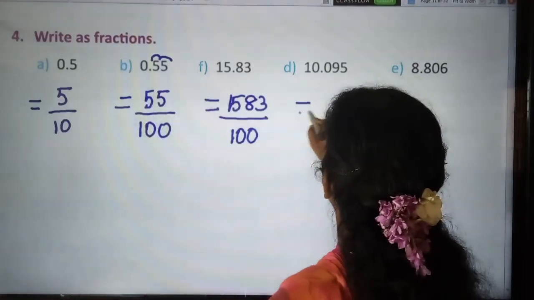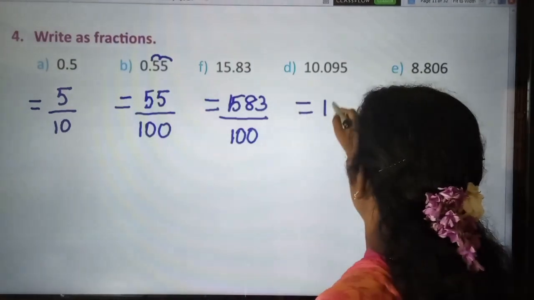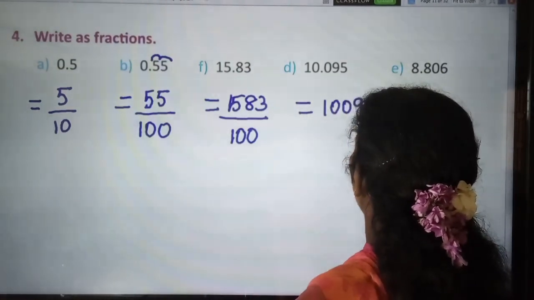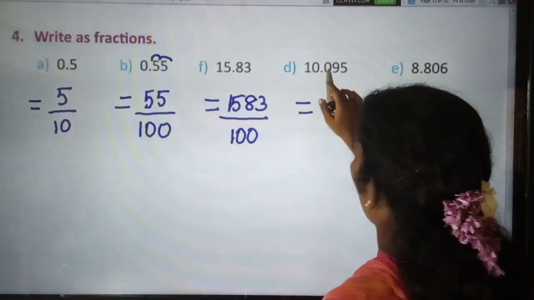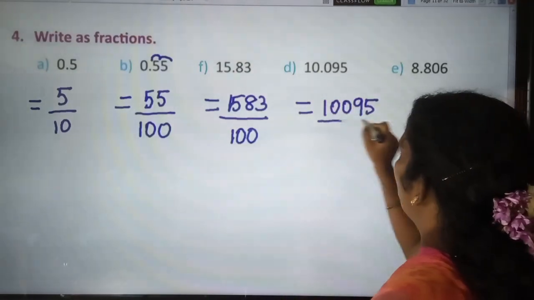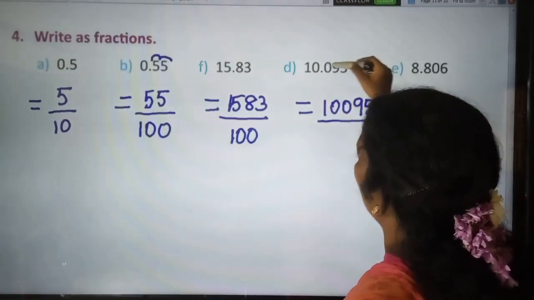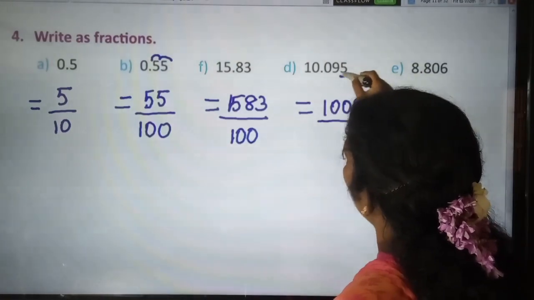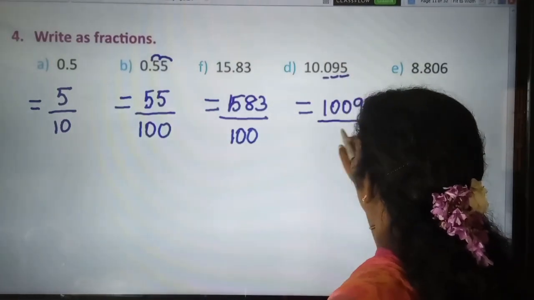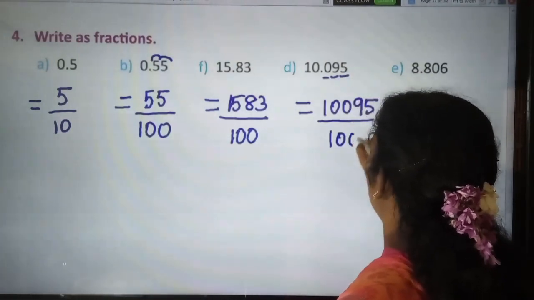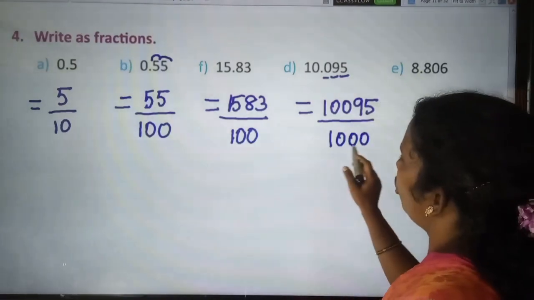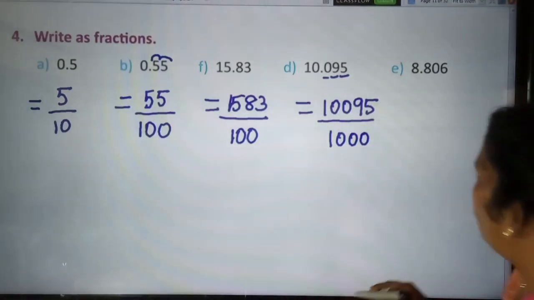Here the same way, 10.095. Here we are going to write the numbers as 10095 divided by, how many numbers are there after the decimal point? 1, 2, 3. Three numbers. Hence we are going to write three zeros in the denominator. This is 1000 in the denominator.